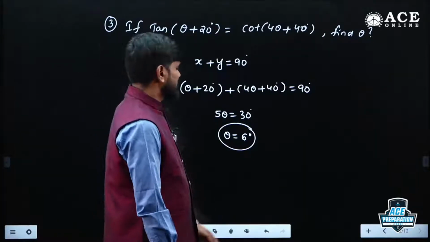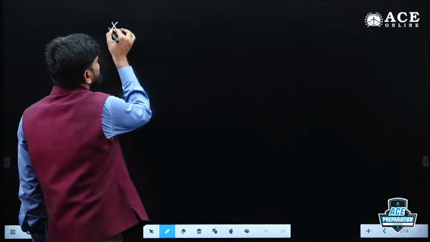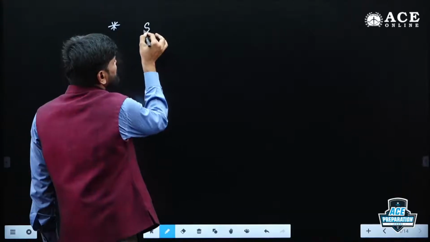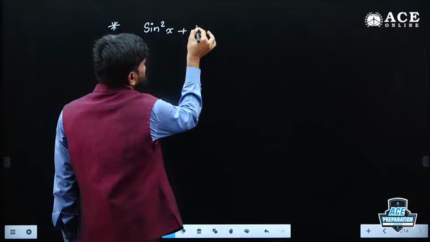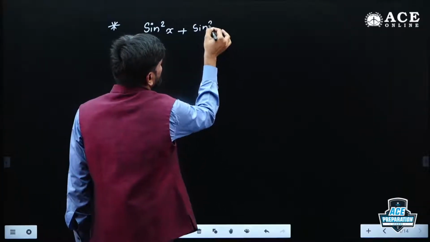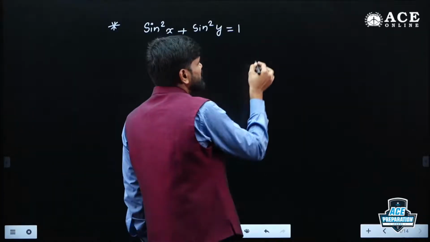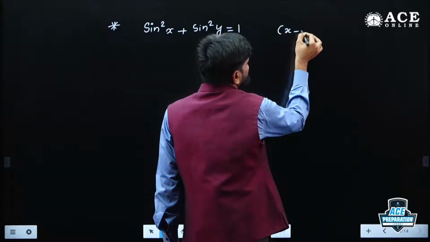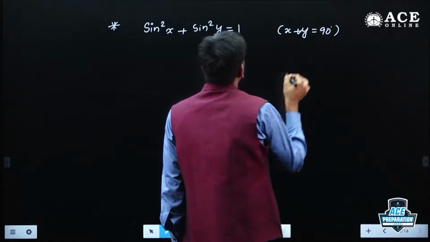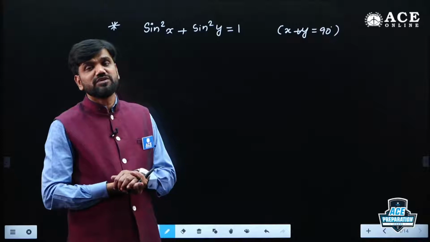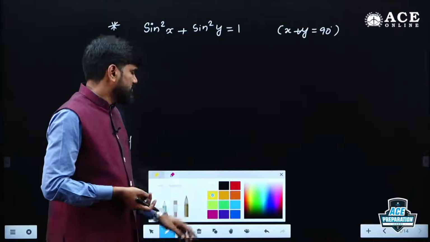Next one. Let us see some more things based on that complementary thing. Next, sin square x plus sin square y is equal to 1 when x plus y together is equal to 90 degrees. When x plus y together is equal to 90 degrees, we can say that sin square x plus sin square y is equal to 1. The people had a doubt, sir, how and why? I will just show you.